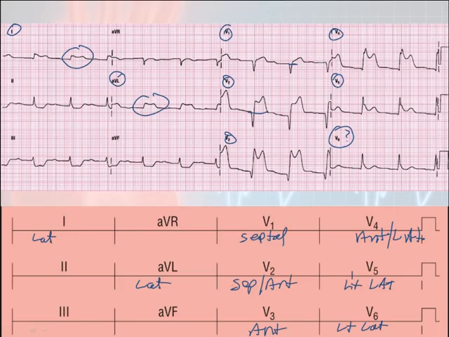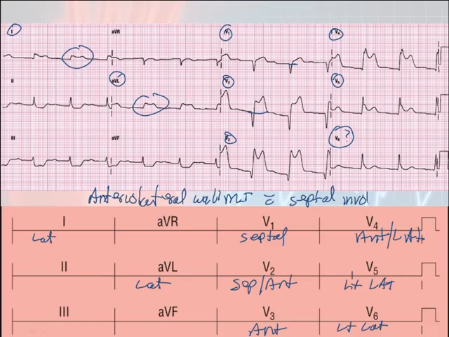But what you can say is that since this person is having an anterolateral wall MI, you can say this person is having anterior lateral wall MI with septal extension or septal involvement. Would be a pretty good interpretation there.